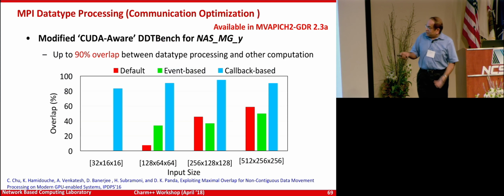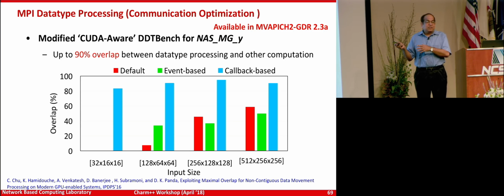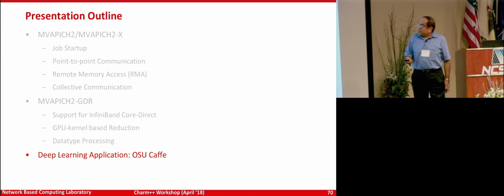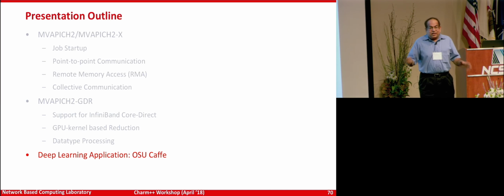This is just sample data to show. We had the IPDPS '16 paper here. This is the new solution we have, callback, and you can see the overlap. We are able to give almost 90% overlap when you are doing the data type processing. So if your application is very data type oriented, using this kind of scheme I can let the GPUs handle all those things while I do the other kinds of operations. So these are all the runtime library.